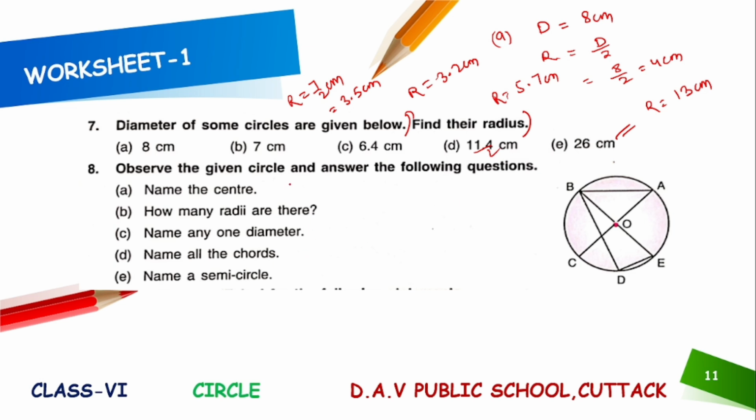Next question. Name the center. So center is O. How many radii are there? OB, 1, 2, 3 and 4. There are 4 radii. Name any one diameter. Then BE, or you can write AC. Name all the chords. So how many chords are there? First one is AB and BD, then DE. Okay.